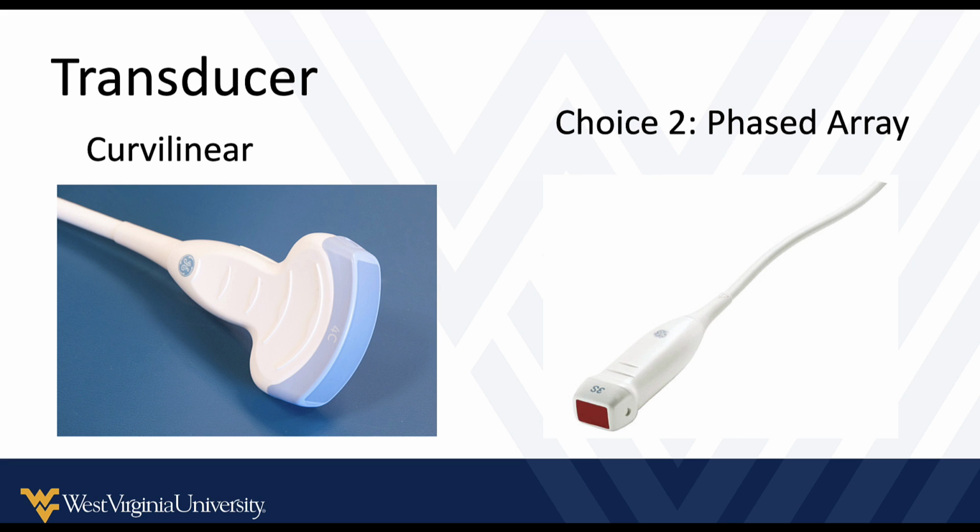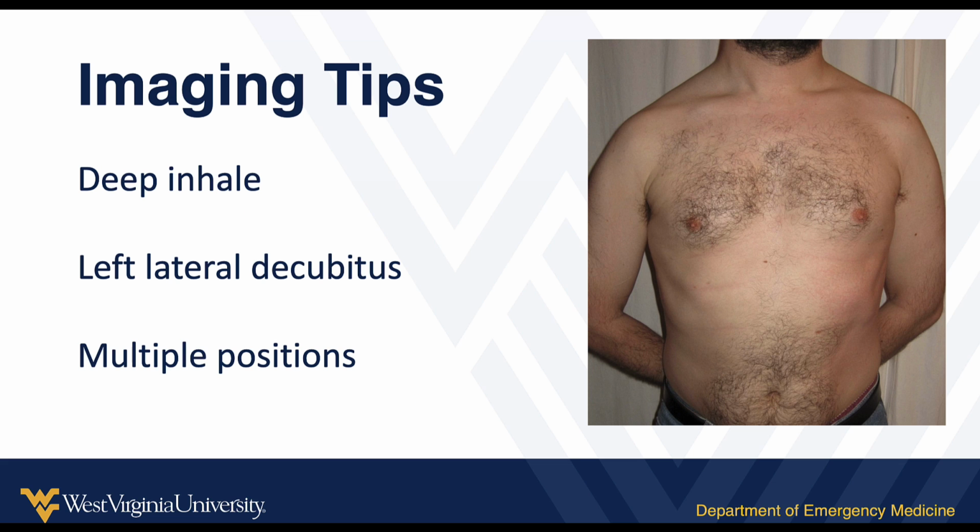However, if that's not available or we don't have a machine that has that capability, then a phased array probe in an abdominal setting could work as well. A couple of tips, especially when trying to image the gallbladder: a deep breath pushes the gallbladder out from under the rib cage, so that can often help you visualize the gallbladder a little bit better.